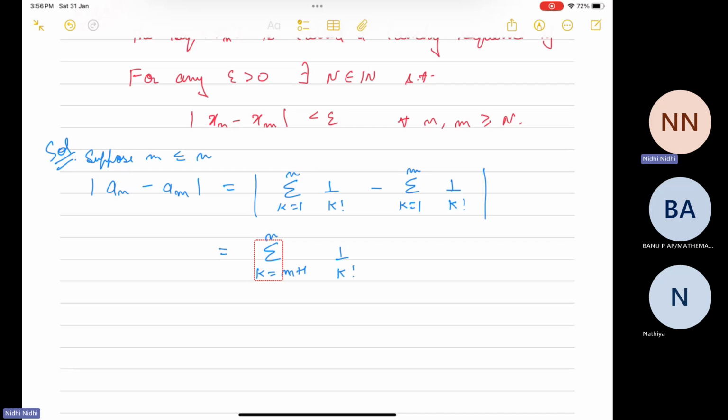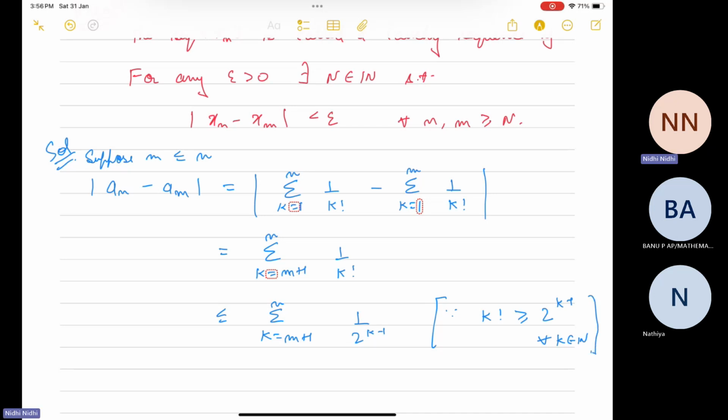Now since I'm saying that this will be less than or equal to the summation, k from m plus 1 to n, of 1 upon 2 to the power k minus 1. That is because k factorial is always greater than or equal to 2 to the power k minus 1 for every natural number. You must have proved it in your PMI course. Yes, using PMI you can prove this. This happens for every k in N.